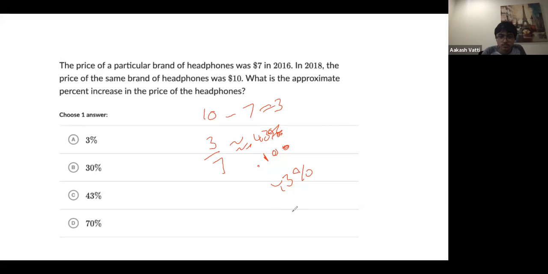Any questions for the people who asked me to show it? I guess an easier way of showing this would be: your price after increase, B, minus your original price, A, is C. And then you do C over A, the price that it increased by over your original price, to get your percentage increase, which is D. So it's 3 over 7 because you want the price that increased by over the original price to get the percent increase of the price.